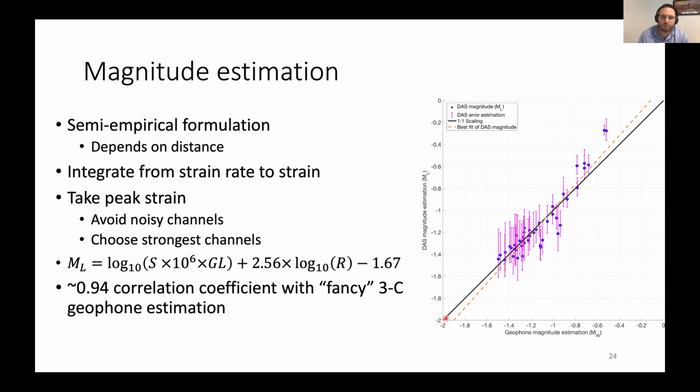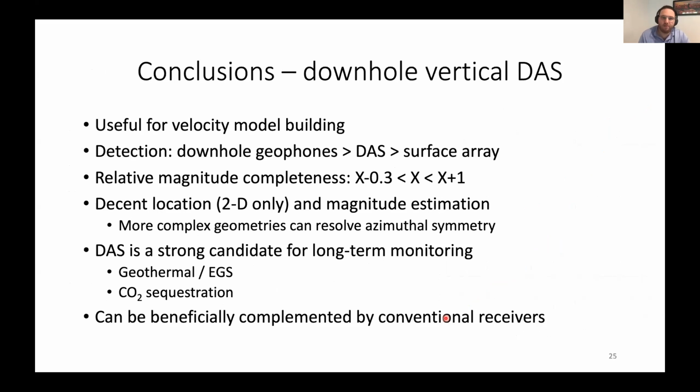And to try to wrap all of this up, looking at a downhole fiber, I hope I convinced you that it's useful for several things. First, velocity model building, in which you don't need an active source. In terms of detection, for now, it seems that downhole geophones are doing a little bit better than DAS. But this experiment is really the worst case comparison for DAS, because the benefit of DAS is that you can get to places where you cannot have geophones.